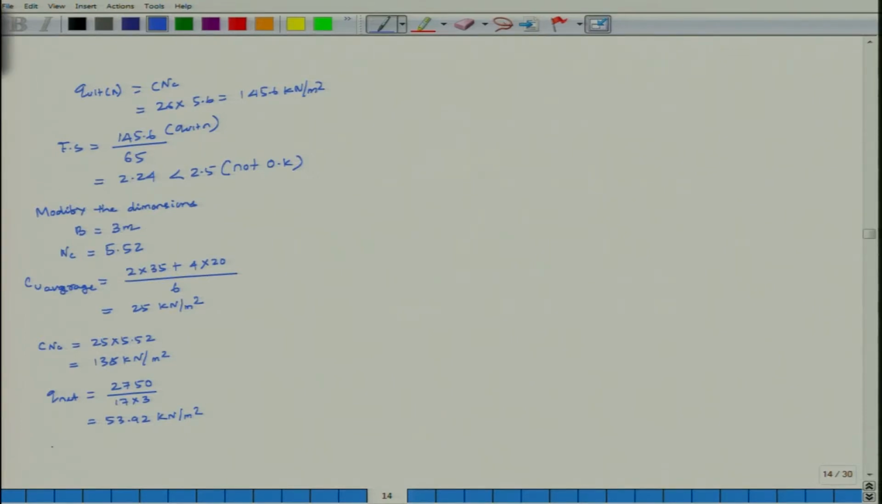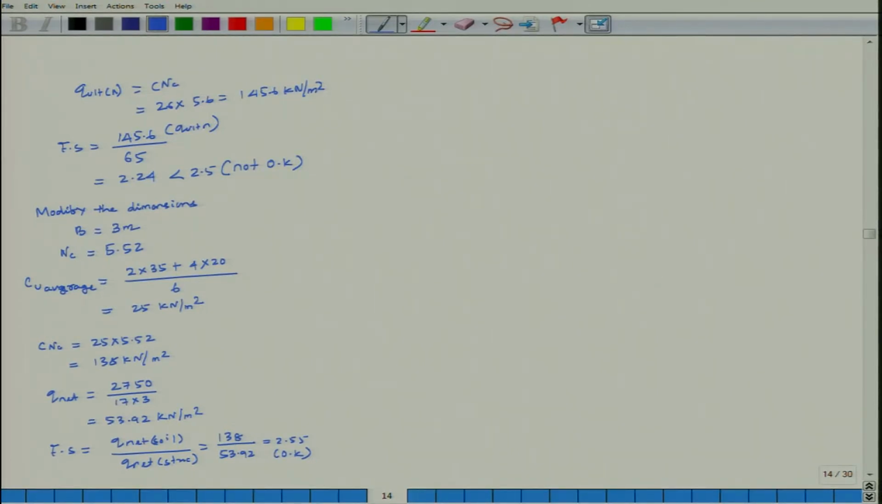Now, look at your factor of safety. Factor of safety is Q net soil by Q net structure, which is equal to 138 divided by 53.92, which is equal to 2.55. It is okay. Now, this part is okay.